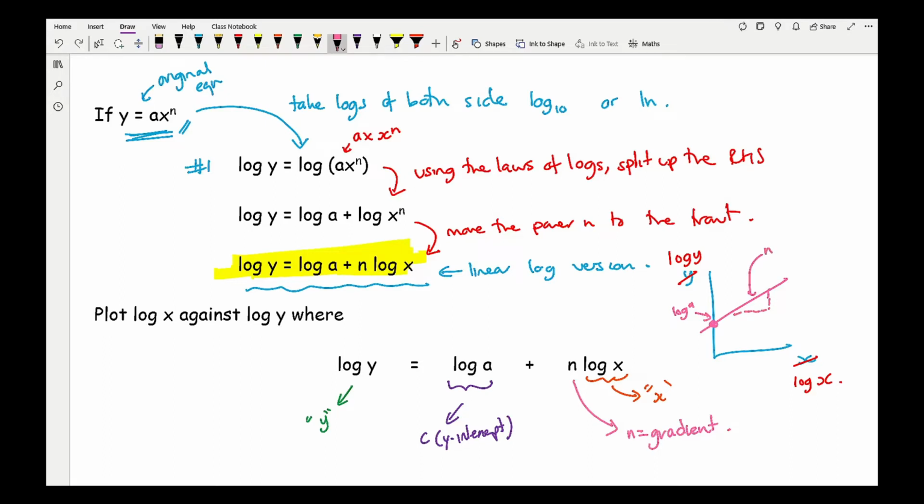So obviously we need an equation where we've got log y, log x, where a and n are constants. And so they would typically be the two values that we need to find. And we can use this linear graph to find out what those values are, to then substitute back into that original equation.